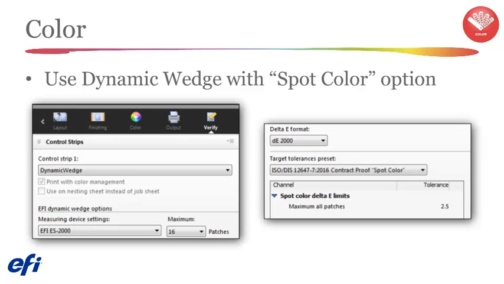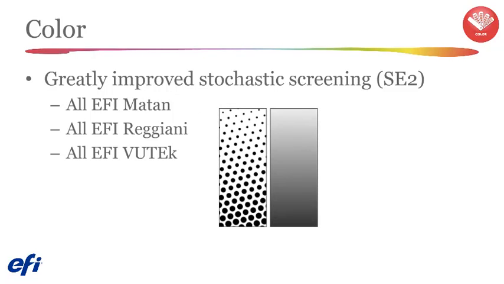Use the Fiery XF exclusive dynamic wedge feature to automatically print a color bar which will include all of the spot colors contained within a job for verification when using the new spot color standard. In Fiery XF 6.3, we have greatly improved stochastic screening, SE2, with smoother and sharper results enabled for all EFI, Matan, Reggiani, and ViewTech printers.